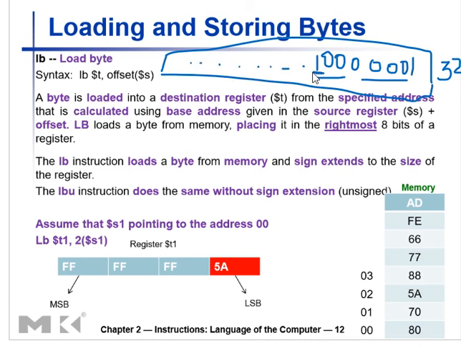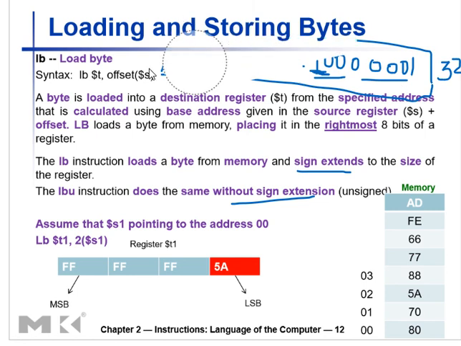What is the sign? Sign is mentioned in the most significant bit. So you fill the rest of the bits with 11111111 because that is the sign bit. This is with the sign extension. If you do not have sign extension, never mind, you fill it with 0000000, something like that. Okay, so that's the idea of load byte and store byte.